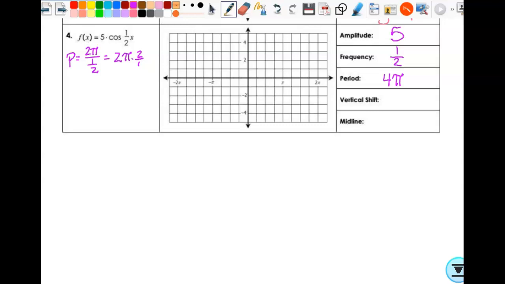Okay? All right. Do I have a vertical shift? No. So my midline is y equals 0. All right, so I'm going to sketch my little parent function here.